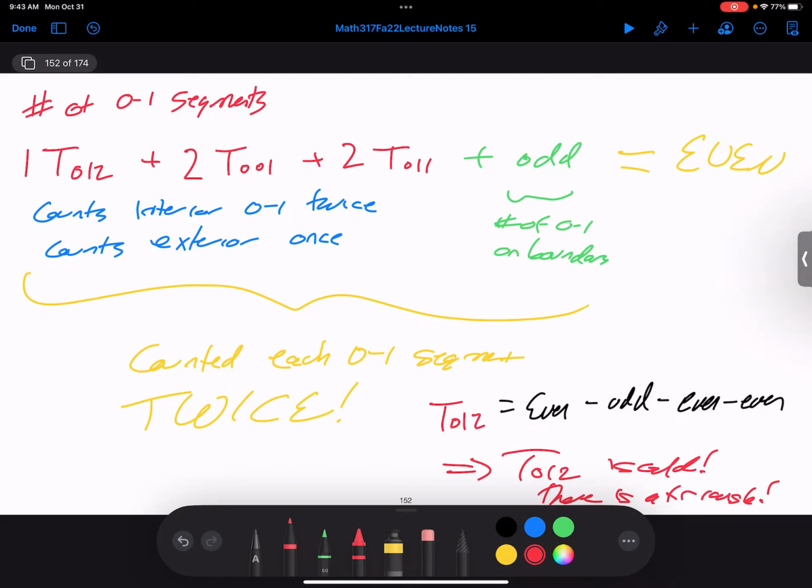This is a beautiful proof. It's one of my favorite ways to show that something happens. You show that the count is odd, therefore it exists. What would you say is the next result we would prove?